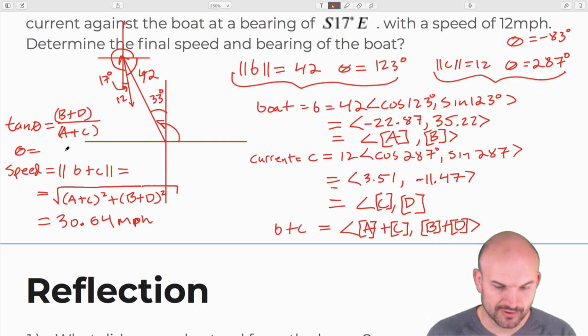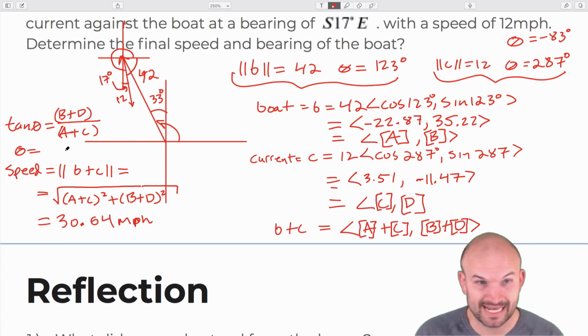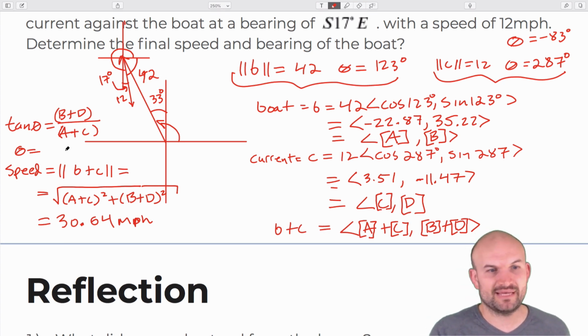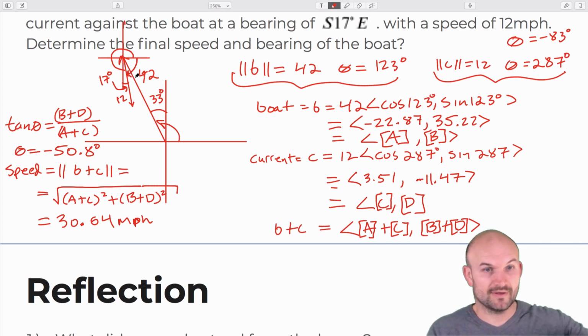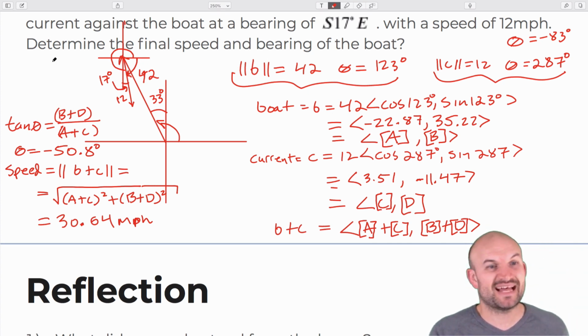So I'm going to do alpha B plus alpha D divided by parentheses alpha A plus alpha C, close parentheses, and then tangent inverse of that answer, and I get negative 50.8, and that's correct. So that's going to give me a negative 50.8 degrees. Now again, that's going to be from standard form to down there, right? So it's very important for me to understand that's not the bearing.